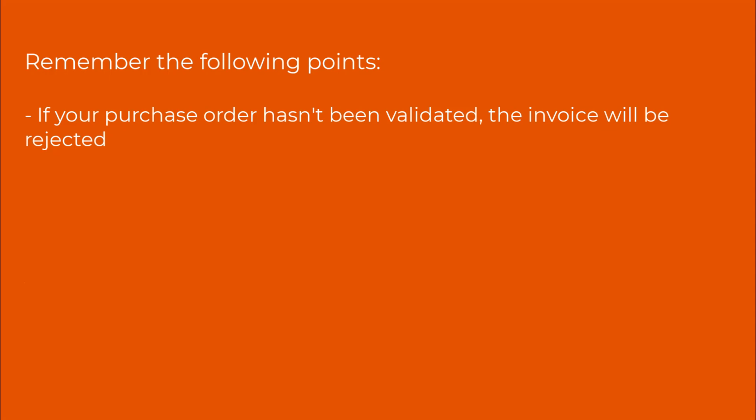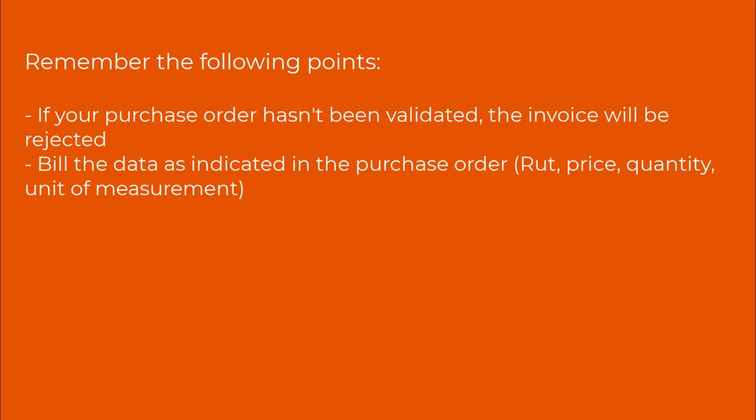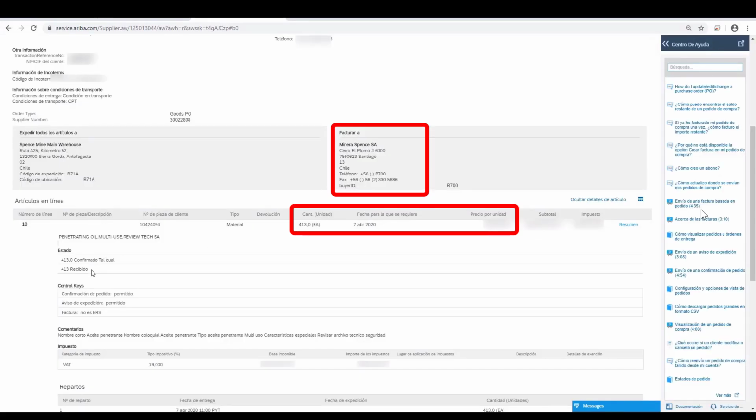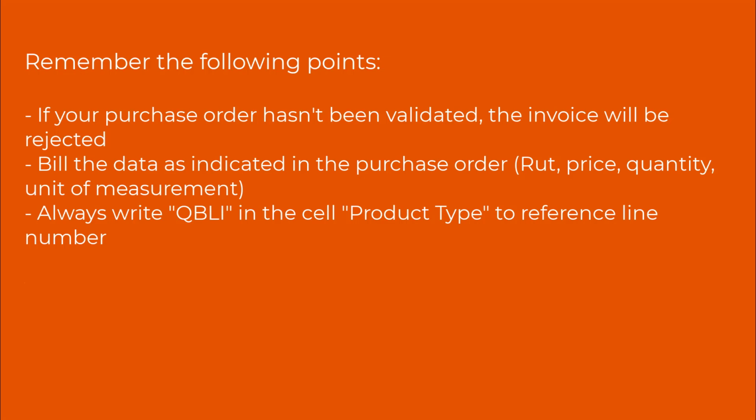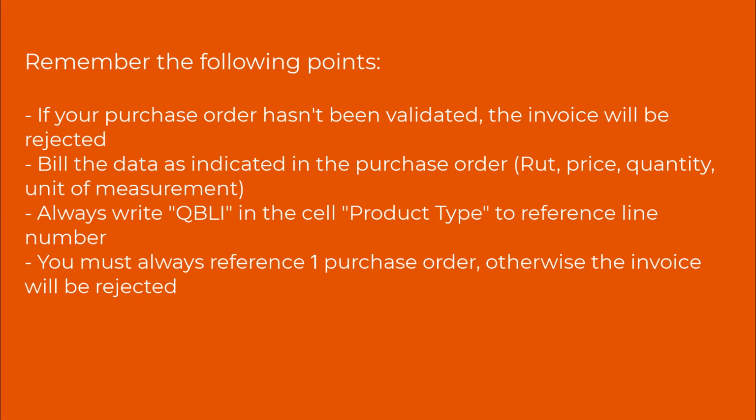In conclusion, remember the following points. If your purchase order hasn't been validated, the invoice will be rejected. To bill, you must enter the data as indicated in the purchase order. To reference a line number, always write QBLI in the cell Tipo Producto. You can only reference one purchase order, otherwise the invoice will be rejected.